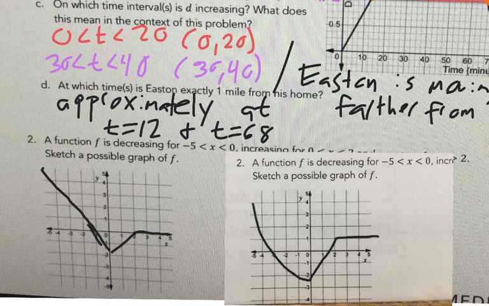But these could be parabolas. They could be curved. It just has to always be going up between 0 and 2. It has to always be going down from -5 to 0. All right, so again, these are just 2 possible solutions. There are several correct solutions.